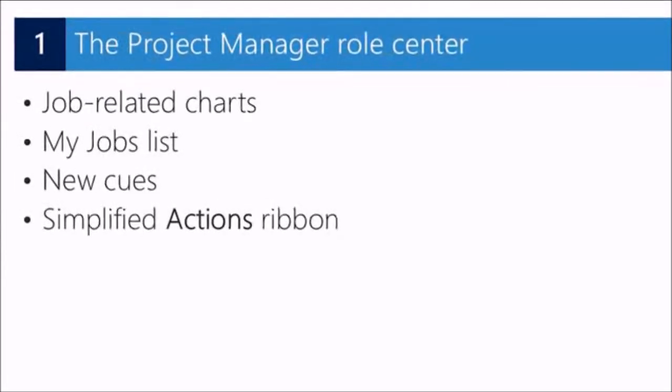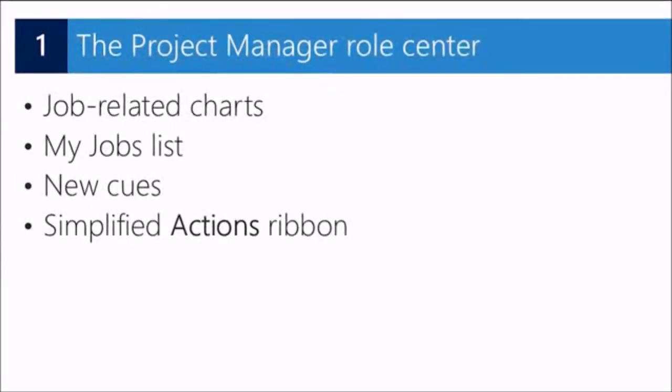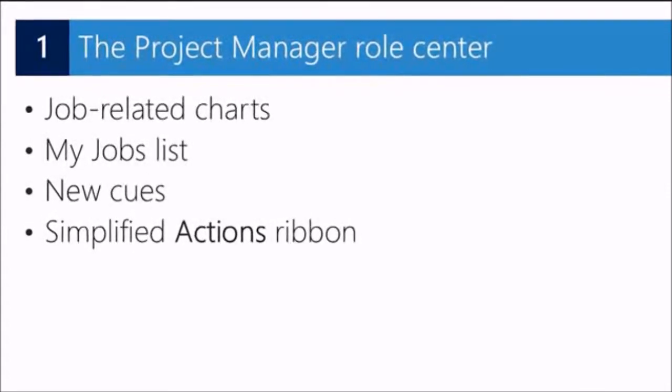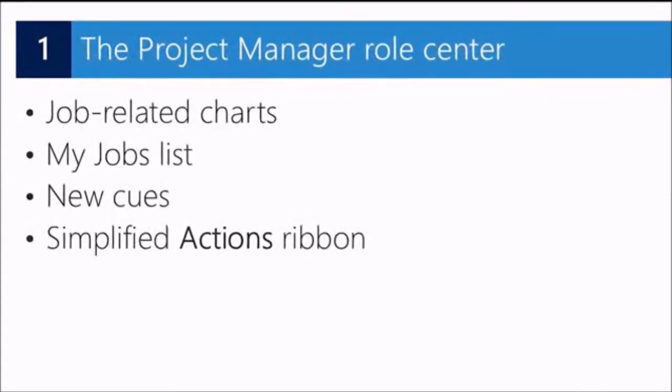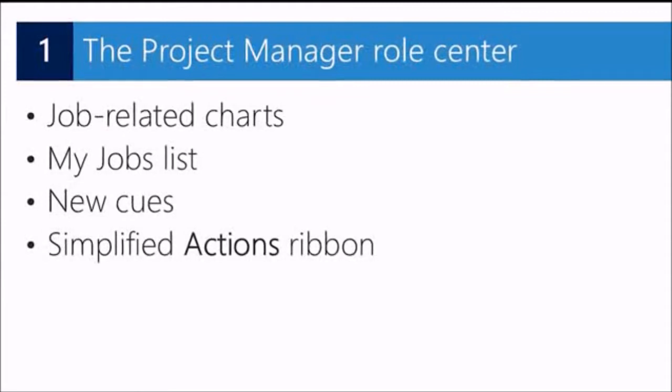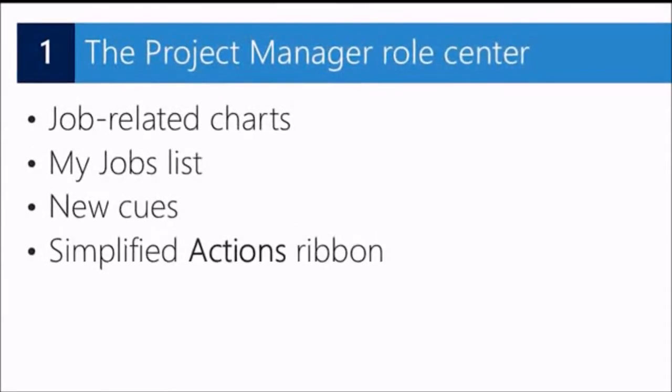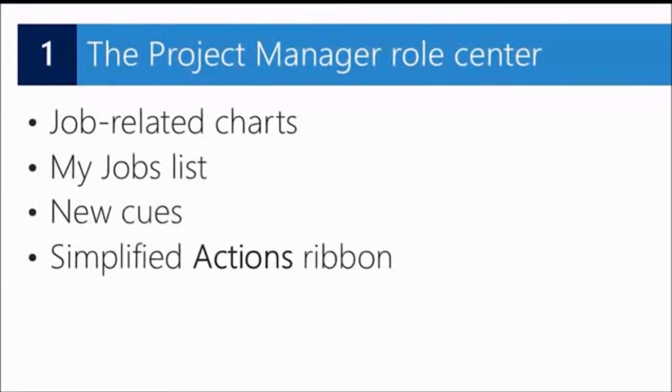There are job-related charts that show relevant job information. There are jobs assigned to me in the My Jobs list, and we have new queues as a starting point for important job-related tasks. And finally, we also have simplified actions in the ribbon.